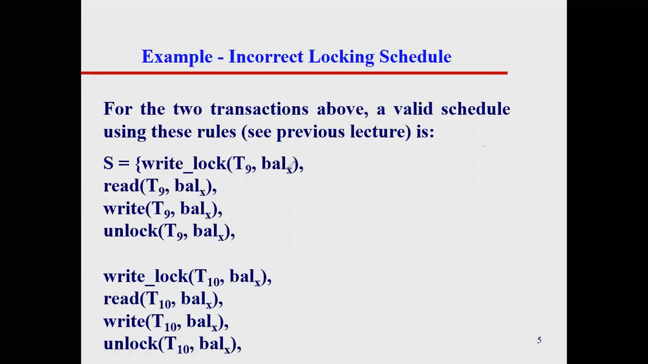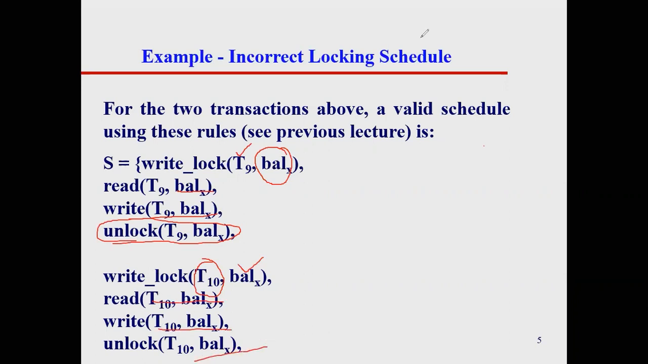So here you will lock the balance X with the T9 transaction, and when you lock it, no other transaction will be able to read balance X. So the T10 will wait until the T9 is finished. It will lock it first, read the balance X, then write balance X. If it has some writing, if it wants to add or remove something, it will then release it. Unlock means it will release it. After that, another transaction can lock it, read it, write it, and then unlock.